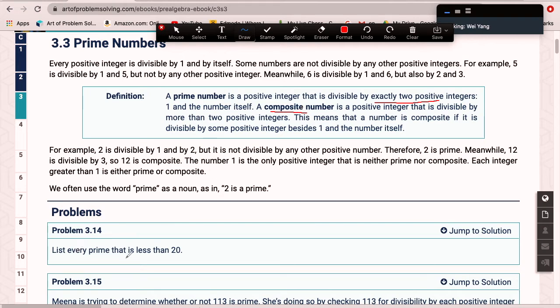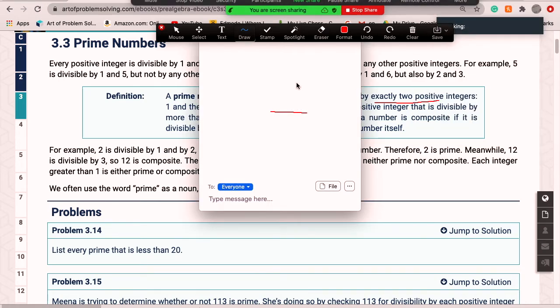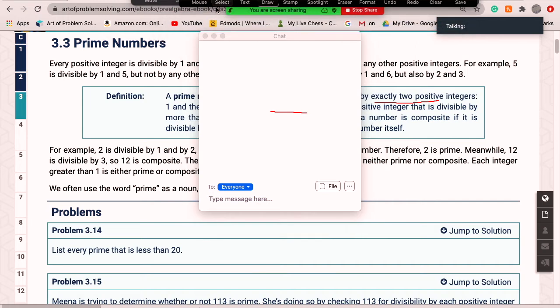List every prime number that's less than 20. Can everybody list them? Send me the private chat. What are these numbers? Can you send me this list?